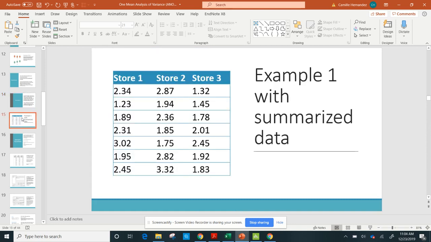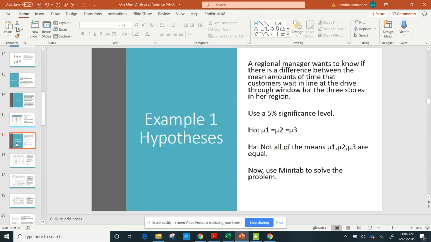So here's what the data looks like. I'm going to call this summarized data because I have it as store 1, I have all the data for store 1 going down, store 2, and store 3. Now, my hypotheses for example 1 are that the null is that the mean of store 1 equals the mean of store 2 equals the mean of store 3. And of course, the means aren't going to be exactly the same, but they're going to be close. And that's what we're looking for, to see if there's really any significant difference in the mean wait times. And of course, we do that with means.